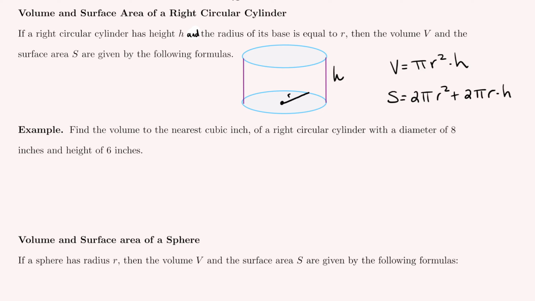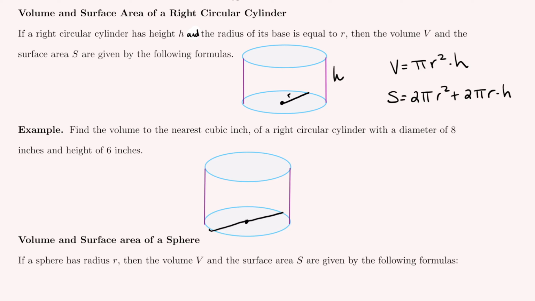So in our next example, we're asked to find the volume to the nearest cubic inch of a cylinder with a diameter of 8 inches and a height of 6. Let's draw this cylinder first. I encourage you to pause the video right now and draw a sketch of the cylinder based on the description. Unpause to check your work.